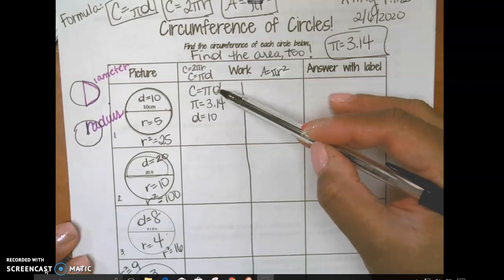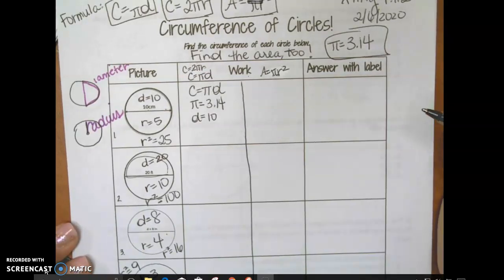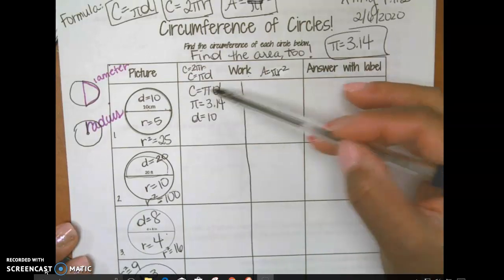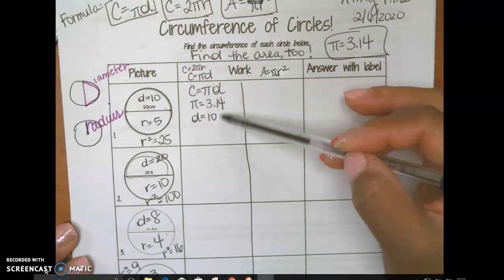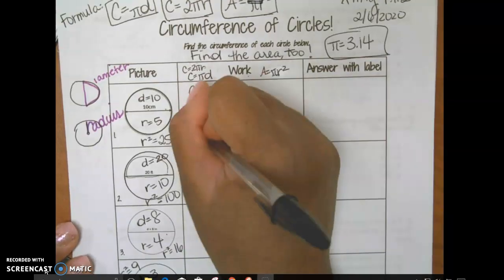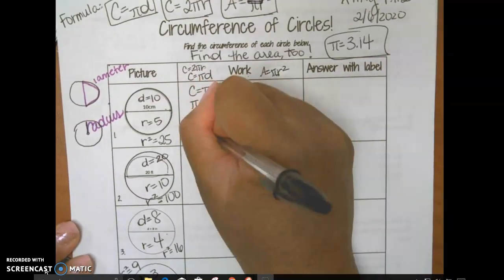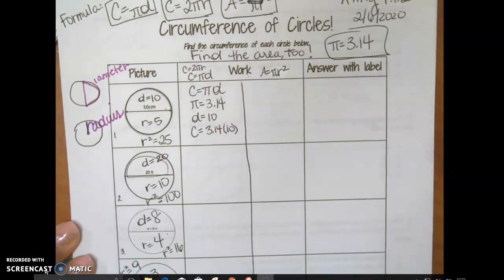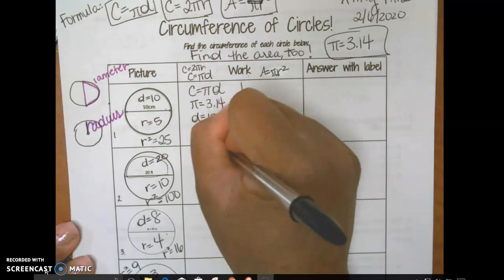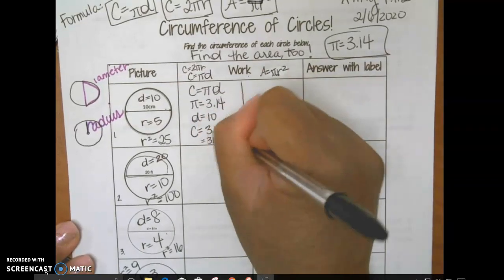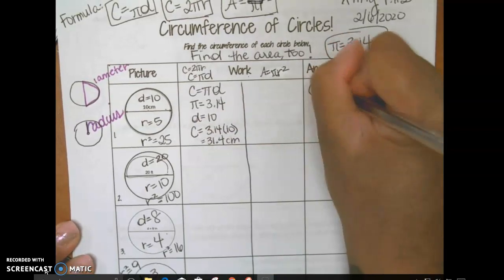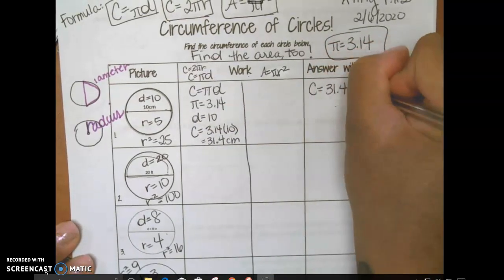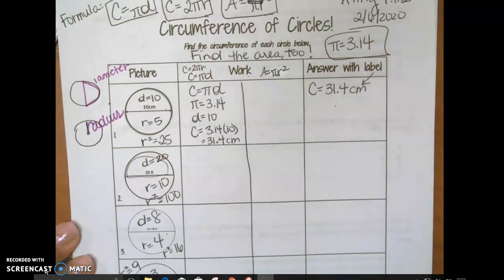Now I'm going to take out the symbols and variables. I need everyone's attention. I'm going to take out the symbols and the variables, and I'm going to replace them with numbers. Circumference equals 3.14 times 10. You should have written this in your notebook already, so you don't have to do the work because you already did it. 31.4 centimeters. C equals 31.4 centimeters. That's what the label is.